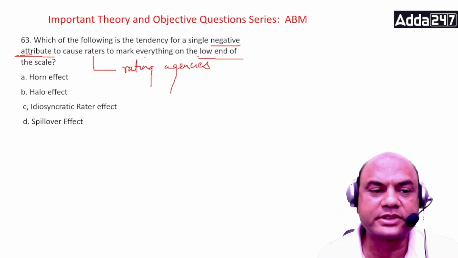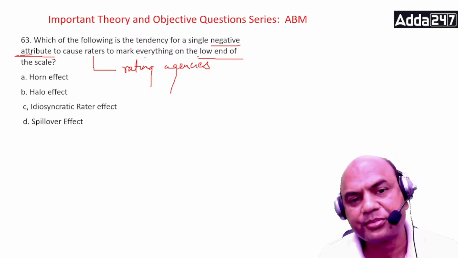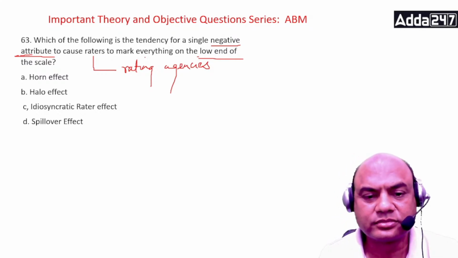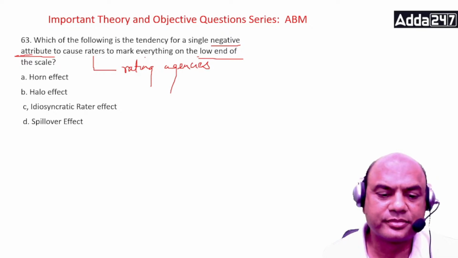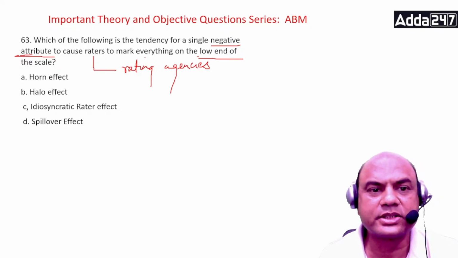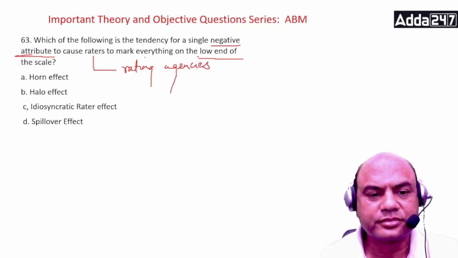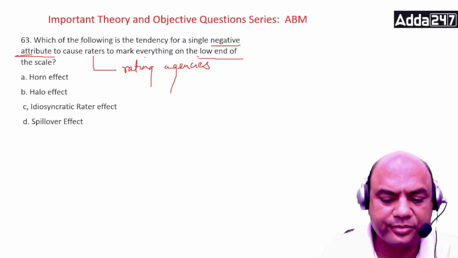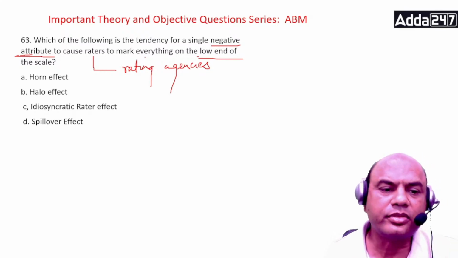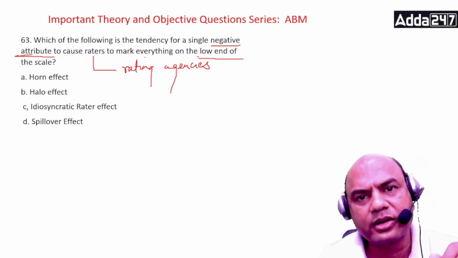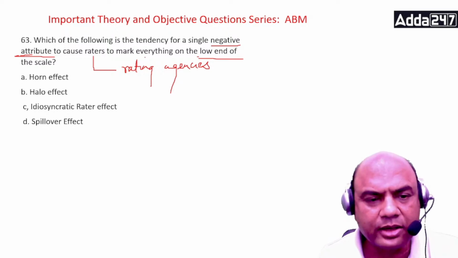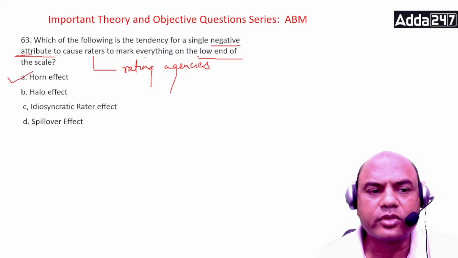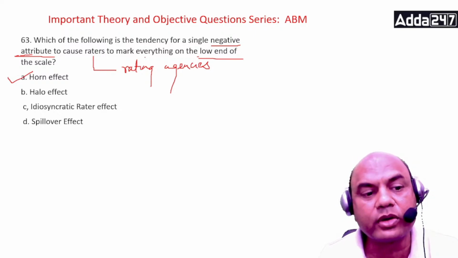See, the answer is, shall I give you? The answer is, let me see. Okay, let me see. What is it? Horn effect, halo effect. Okay, what do you mean by halo effect? Okay, sure. Let me give you the answer first. Answer is A, horn effect. Okay, so I'll explain this horn effect. But before that, what is halo effect?